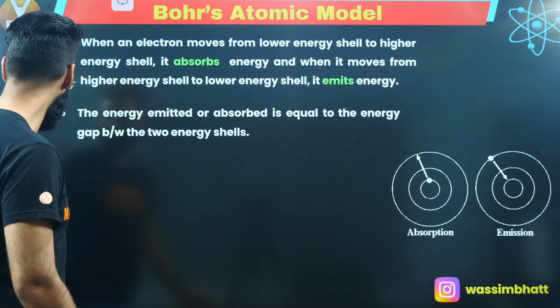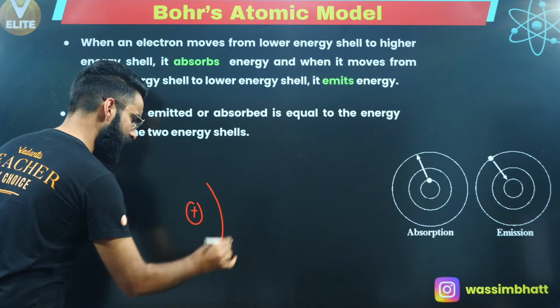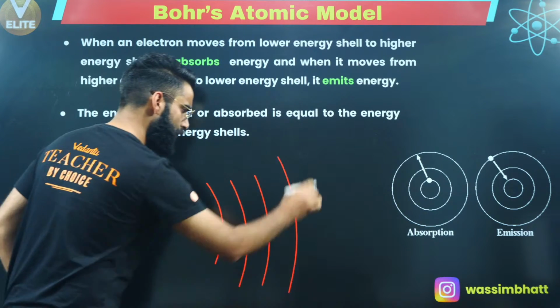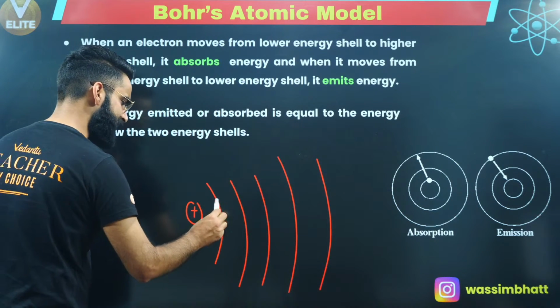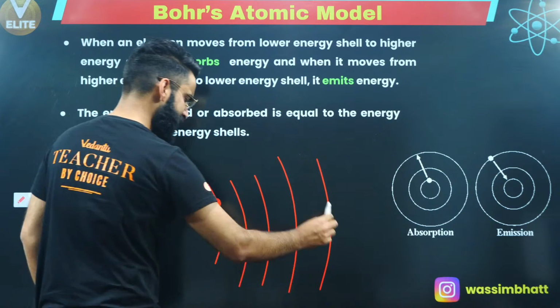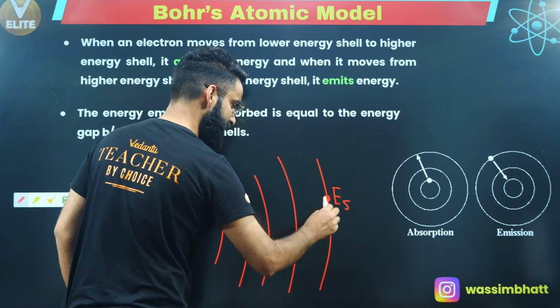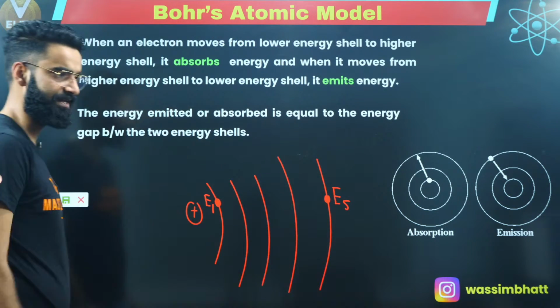Okay, one more thing I would like to tell you. Let's say this is the nucleus. This is the shell number 1, shell number 2, shell number 3, shell number 4, shell number 5, right? The electron is right now in shell number 1. The energy of the electron right now is E1. The electron has to move to shell number 5. And the energy of electron in shell number 5 is E5.